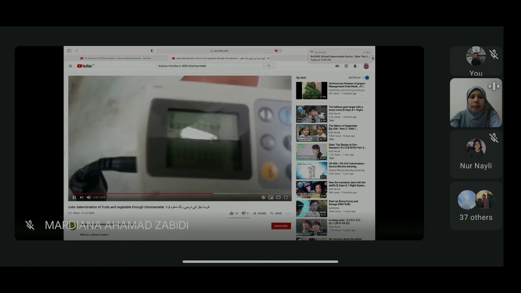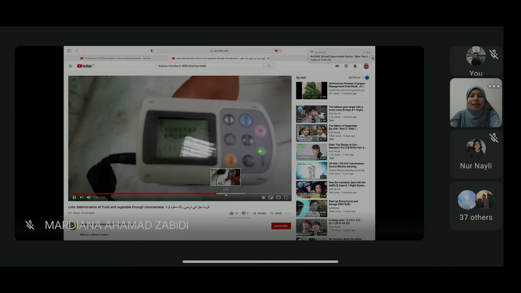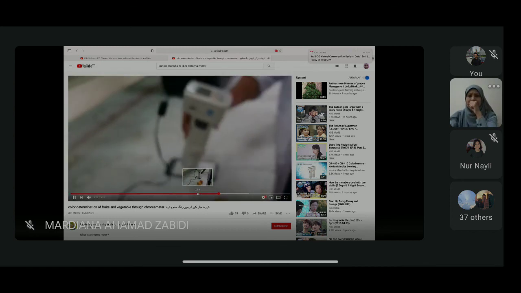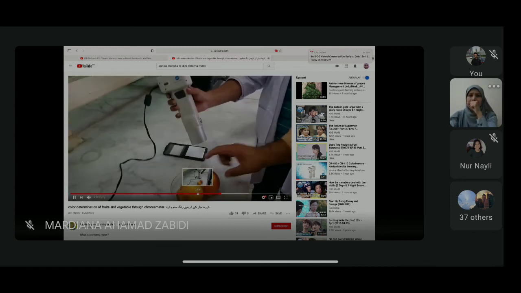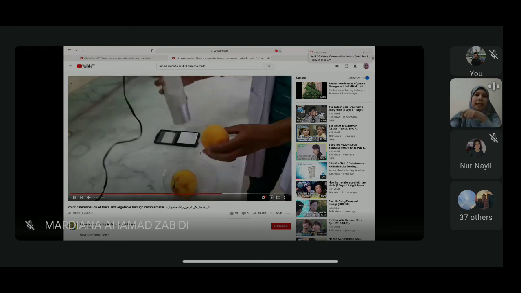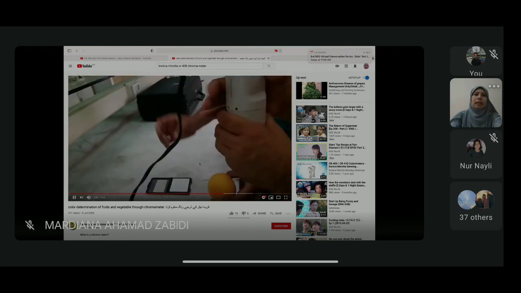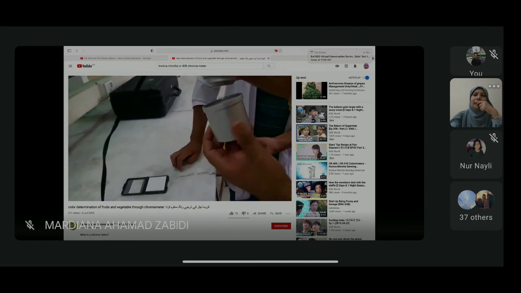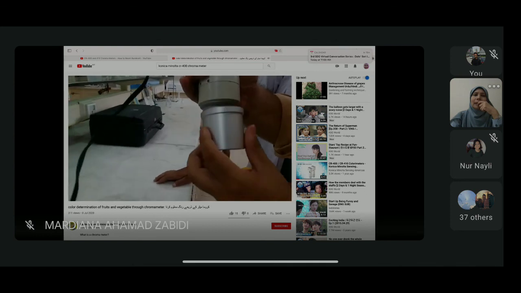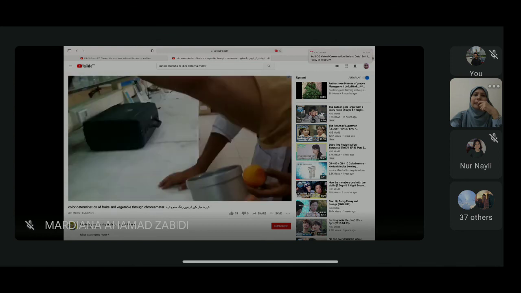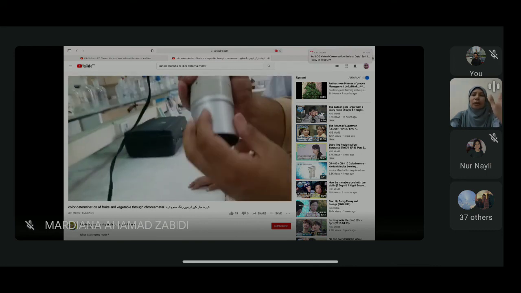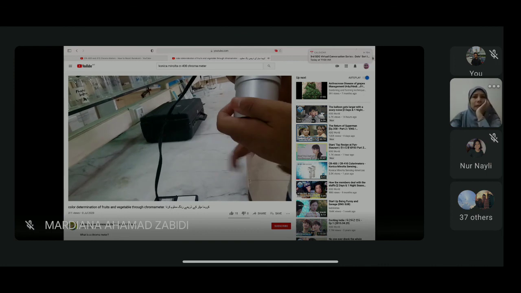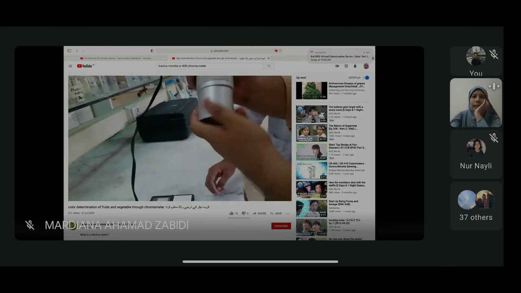Dia tak nampak apa benda yang dia tengah measure tu. Okay, tengok dia punya tangan. Tapi kita punya unit tak ada yang macam ni. So that's why kamu tak boleh letak directly on the surface of the product, sebab nanti it will ruin the sensor.